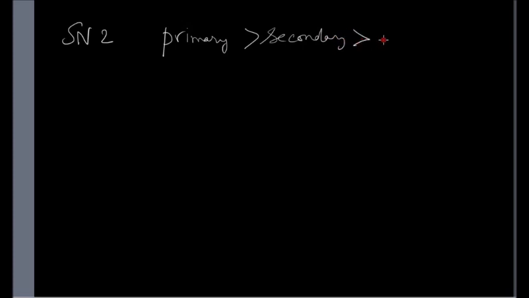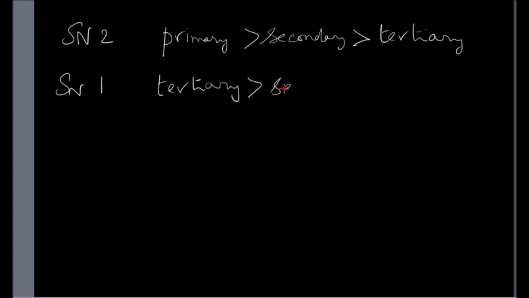We already saw that with regard to SN2 mechanism, a primary alkyl halide is more reactive than a secondary one, which is more reactive than a tertiary alkyl halide. With regard to SN1 mechanism, a tertiary alkyl halide is more reactive than secondary, which is more reactive than primary. You should be able to explain the reason here.